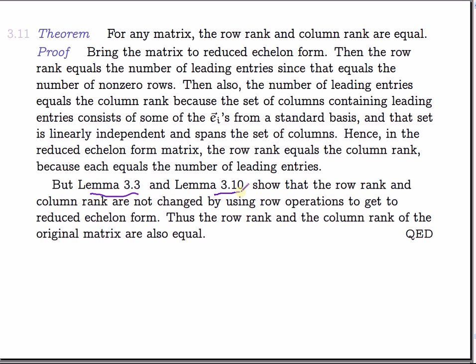Now, Lemma 3.3 and Lemma 3.10 show that the row rank and the column rank are not changed by using row operations to get reduced echelon form. In other words, the row rank and column rank of the reduced echelon matrix is equal to the row rank and the column rank of the original matrix. Since the ranks are equal for the reduced echelon matrix, the ranks for the original matrix are also equal. And that gives us our result.